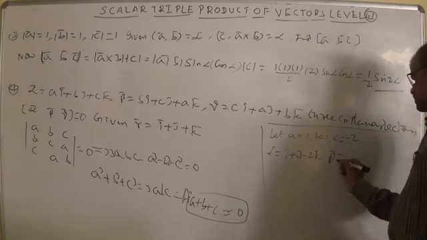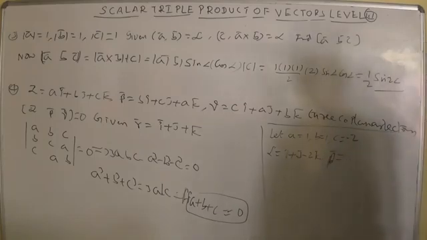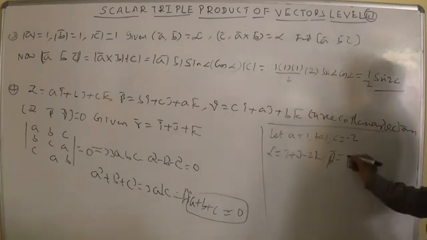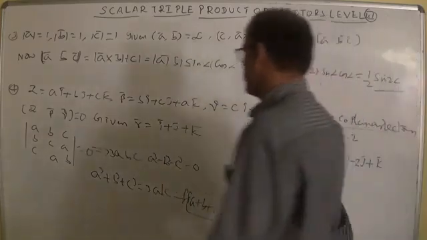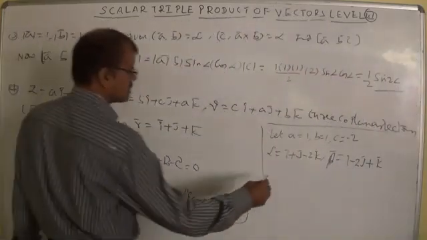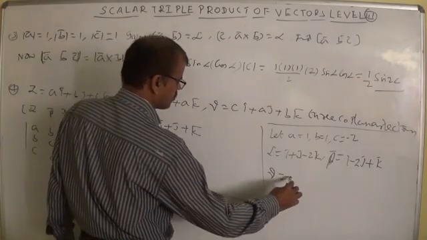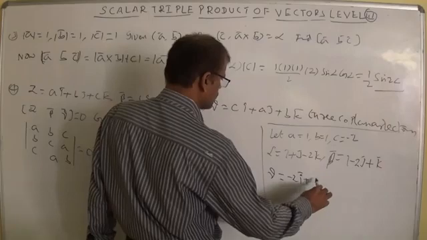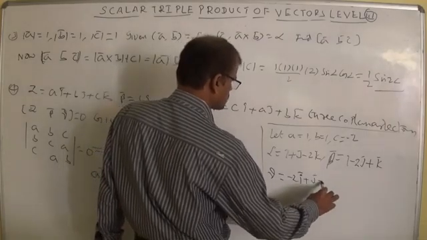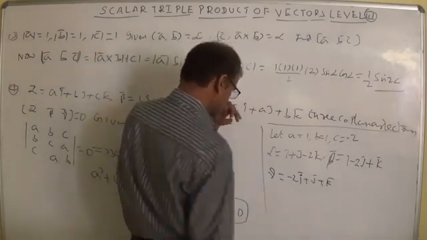Next, beta is equal to BI, here 1 I, plus CJ, minus 2 J, plus AK, simply K. Next, gamma. Gamma is equal to CI, so minus 2 I, plus AJ, J plus BK, K.